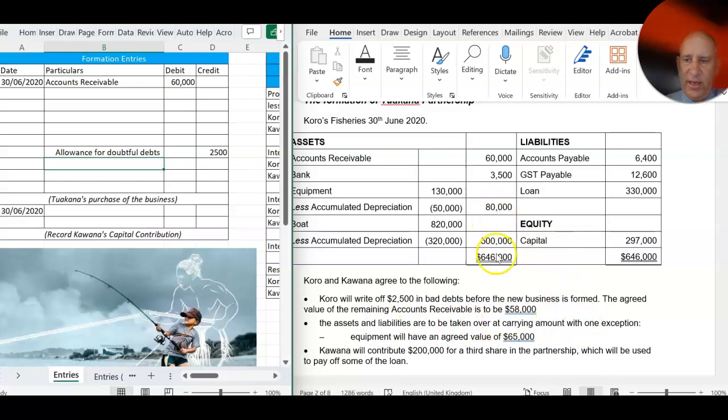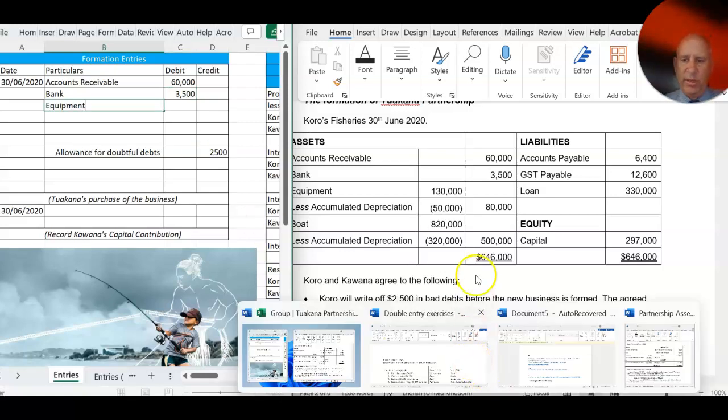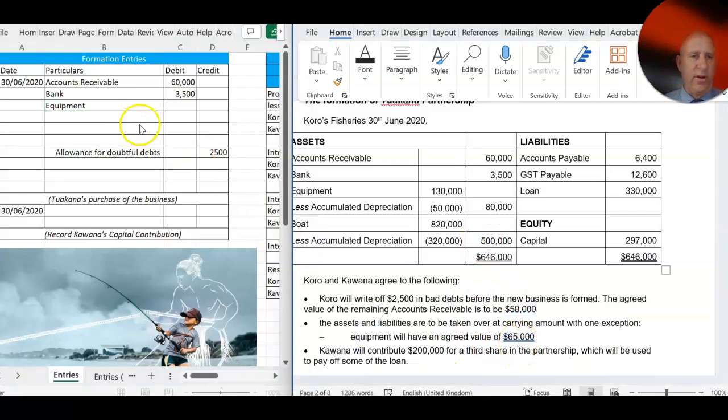The next one, the assets and liabilities over the carrying amount. Carrying is basically this figure here, except the equipment. So we'll bring in bank as our next asset, bringing all of these in. You've just got to be a little bit careful. Sometimes the question says not to bring bank in. We've got equipment, and it tells us the equipment's going to be valued at 65,000, and the boat will be at the carrying amount because there's no change, 500,000. The next line is goodwill, which we're going to have to calculate, and then we're on to our credit entries.